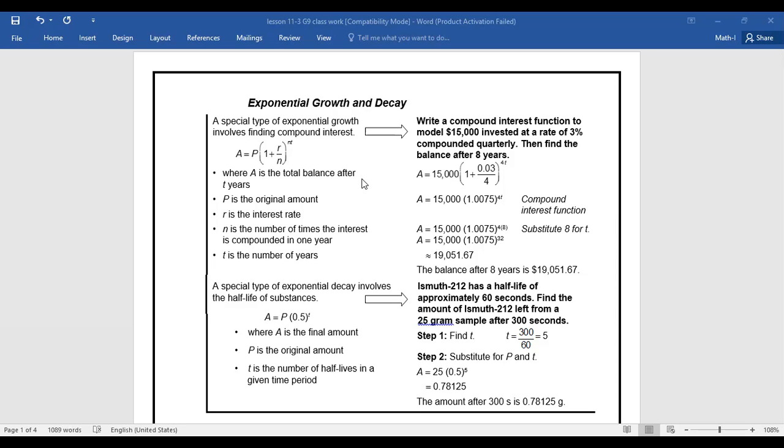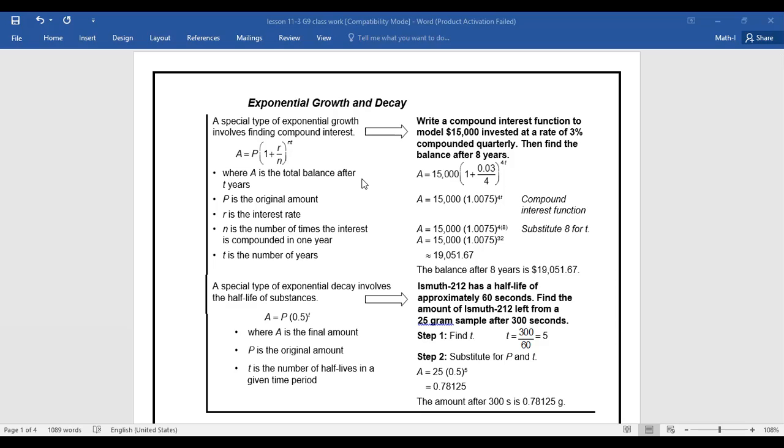As we said that we have a special case with exponential growth, we have another special case with exponential decay, which involves the half-life of substances. The formula is A equals P times 0.5 to the power of t, where A is the final amount, P is the original amount, and t is the number of half-lives in a given time period.